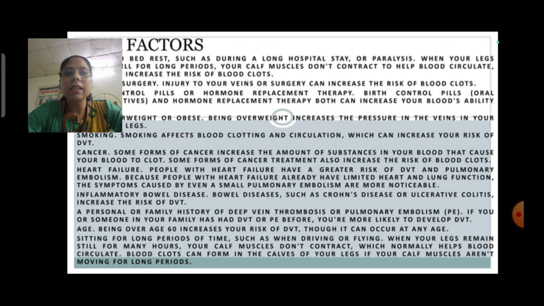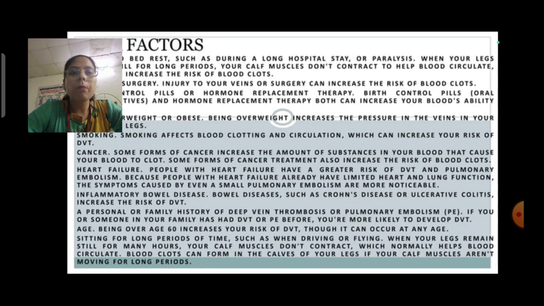Inflammatory bowel diseases such as Crohn's disease or ulcerative colitis increase the risk of DVT. A personal or family history of deep vein thrombosis or pulmonary embolism increases your risk of having DVT or pulmonary embolism, or if you have any kind of history of having DVT or pulmonary embolism before, then you are more likely to develop DVT. Being over the age of 60 increases your risk of DVT too. It can occur at any age.